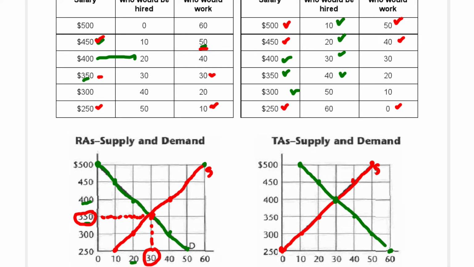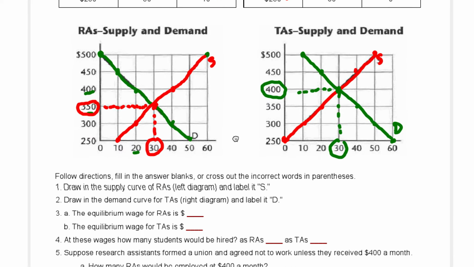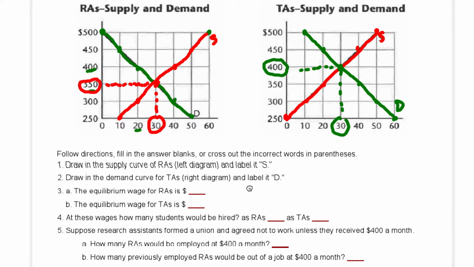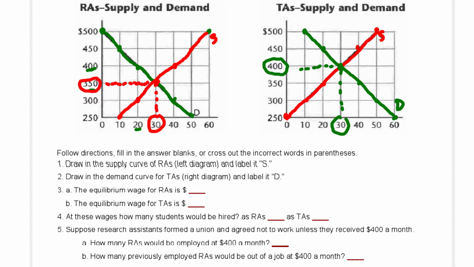Here's our demand curve. X marks the spot right here. So the going rate for a teaching assistant is $400, and 30 students will get hired. All right, so we got that. Let's see the questions we've got here. Equilibrium wages, we can see it right here. The equilibrium wage for RAs, research assistants, is $350. The equilibrium wage for TAs right here is $400. At these wages, how many students will be hired? It looks like 30 in both cases. And again, just a coincidence. Doesn't mean anything.